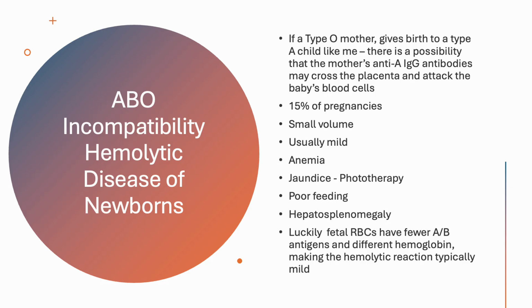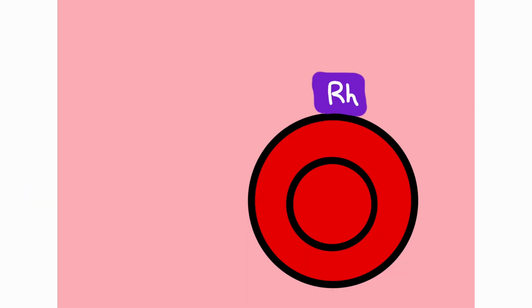The child may have anemia. They may have some jaundice, which usually responds nicely to phototherapy. In more severe cases, you may see poor feeding or hepatosplenomegaly. But luckily, fetal red blood cells have fewer AB antigens and different hemoglobin, making the hemolytic reaction typically mild. I did fine.